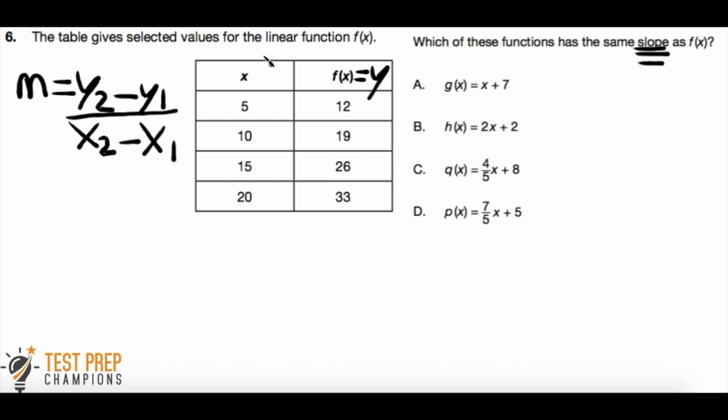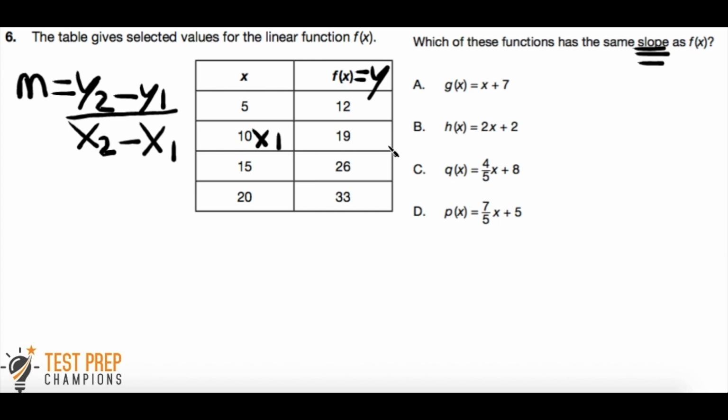Okay, and so now these are all x values and these are all y values. So at random, we can pick any one of these values and we can call it x1. We could make 5 x1, or we could make 10 x1, or we could make 15 x1. It does not really matter. We could make 20 x1. So I'm just going to randomly pick 10. So let's say that 10 is our x1.